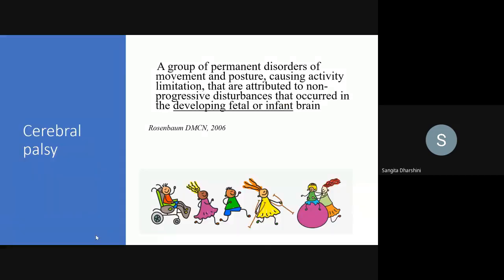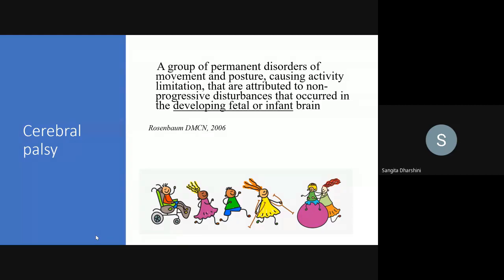So Peter Rosenbaum in 2006 described cerebral palsy as a group of permanent disorder of movement and posture. So that's an important word. It's a disorder of movement and posture causing some activity limitation which is attributed to the non-progressive disturbances that occurred in the developing or infant brain. So a few keywords here: movement and posture, it's a disorder of that. And the disorder actually affects a developing brain.